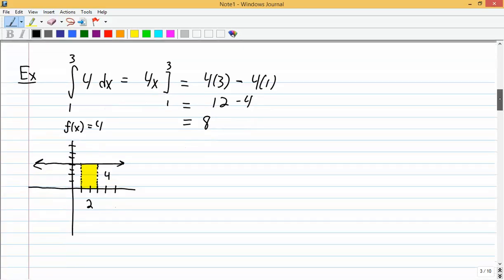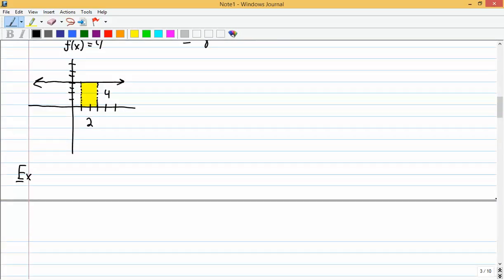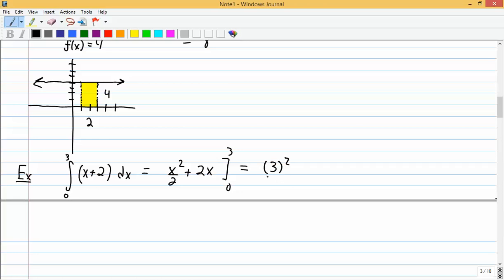Okay, let's look at this. The integral of x plus 2 dx from 0 to 3. I'll give you a second to do that. So that would be x squared over 2 plus 2x evaluated from 0 to 3. All right, so that is 3 squared over 2 plus 2 times 3. So that's what I get if I plug in 3.